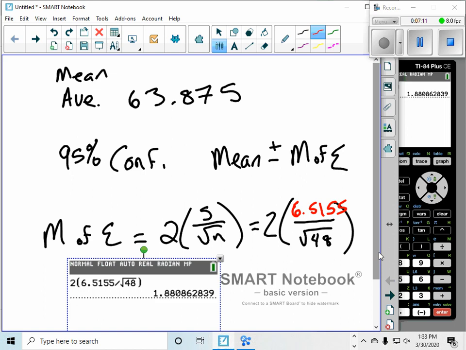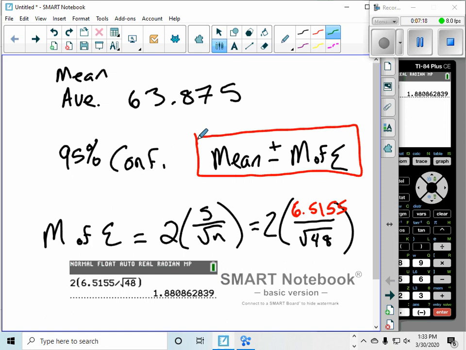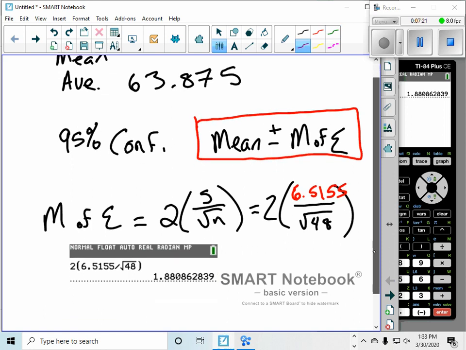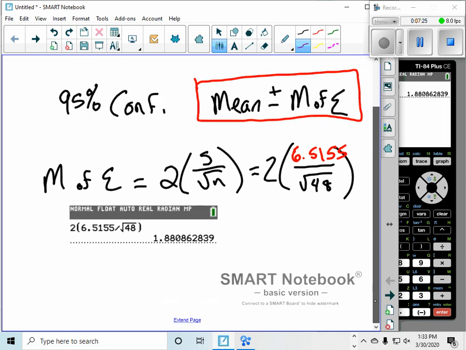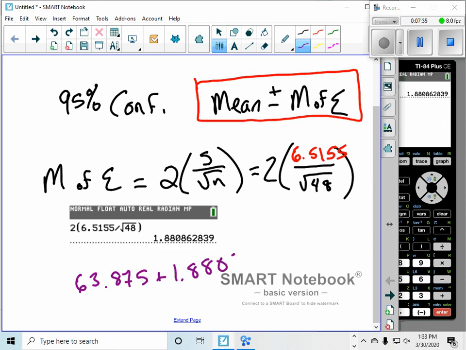Now to get my confidence interval, I'm going to go back to here, the 95 percent confidence interval. I take my mean, which was 63.875, and then I'm going to add my margin of error, and then I'm going to take my mean and subtract my margin of error. So you have to both add and subtract it.